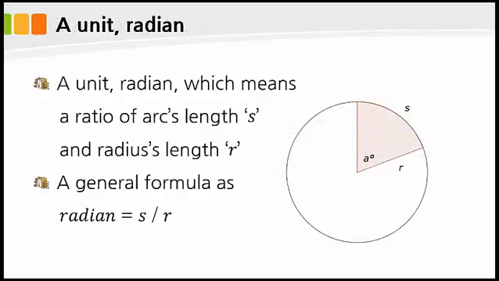Shall we briefly review the radian, radius, and arc that we learned as we were studying the trigonometric functions? A circle is made of 360 degrees from the concept of an angle that we commonly use. A unit, radian, which means a ratio of the arc's length s and the radius's length r, is used in the circular method. When the length of the radius and the arc length are equal, the radian value becomes 1. When the length of the arc is twice the length of the radius, the radian becomes 2. It can be expressed in a general formula as radian equals s divided by r.